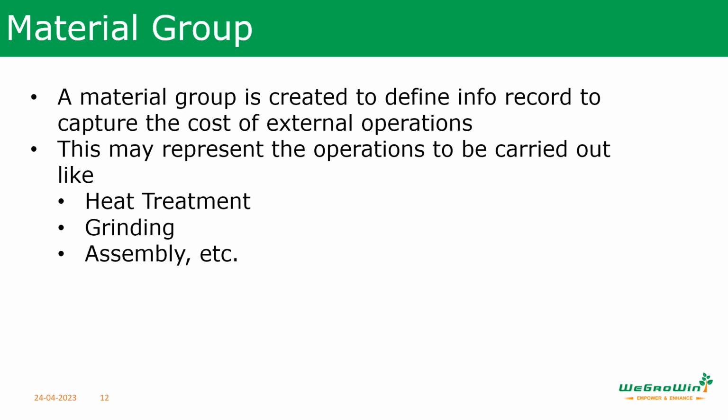A material group is created to define the purchasing info record to capture the cost of external operations. This may represent the operations to be carried out, like heat treatment, grinding, assembly, etc.